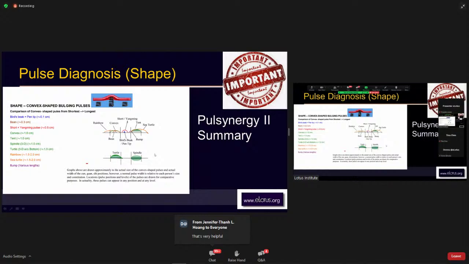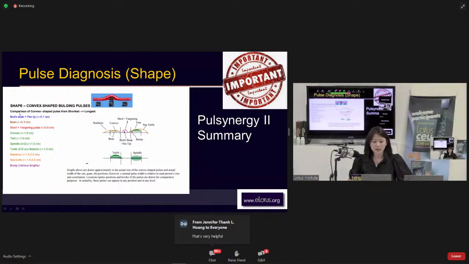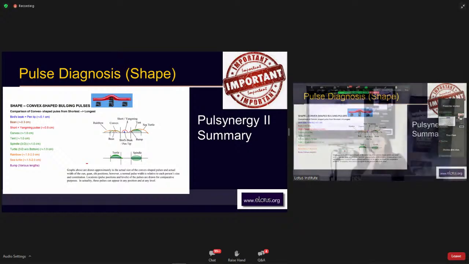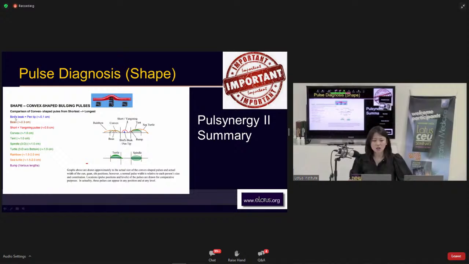Okay, next page, the shape of the convex, the bulging pulses. So let's look at that. When we're looking at a bulge, the question is, how big is the bulge? Convex pulses are also called short pulses because they're short, and they could also be long. The short ones, he calls them beam pulse, short pulse, convex pulse. The smallest of the convex pulses is like a bird's beak or a pen tip. It's just like a little ball.